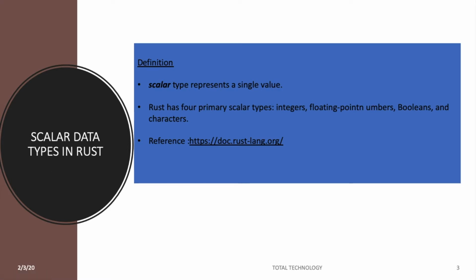As per the definition, the term comes from a physics or mathematics background. Scalar means only a value, no direction. Here it is more or less similar: a scalar type represents only a single value. Rust has four scalar types: integers, floating-point numbers, booleans, and characters. As I told you, I got all the references from this website, the Rust official documentation. If someone is interested to learn more on the theoretical part, you can go ahead and look for this information.